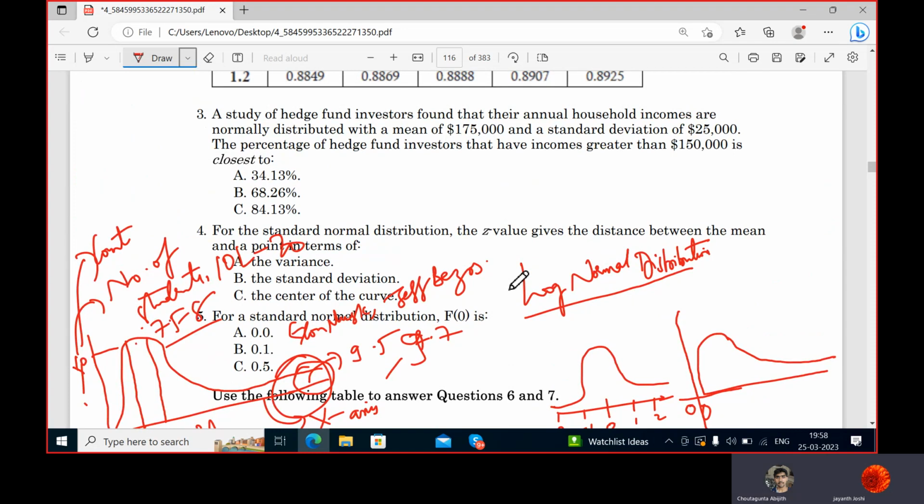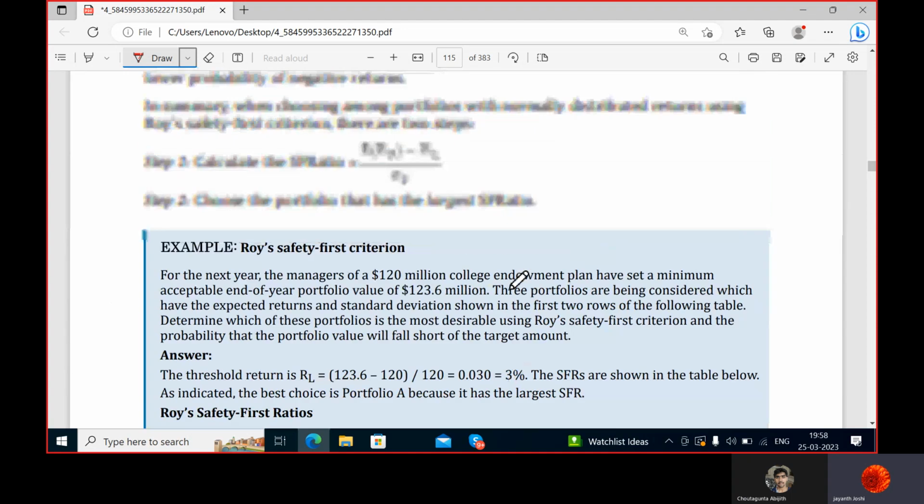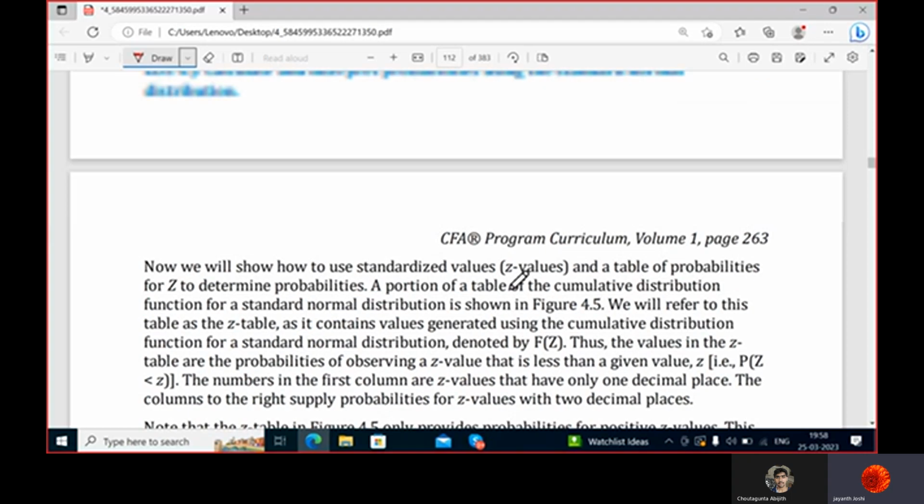What happens is, if the data becomes large and larger, the curve will become a normal distribution curve. How? We'll see a very good example, Abhijit. You'll never forget this one in your life.